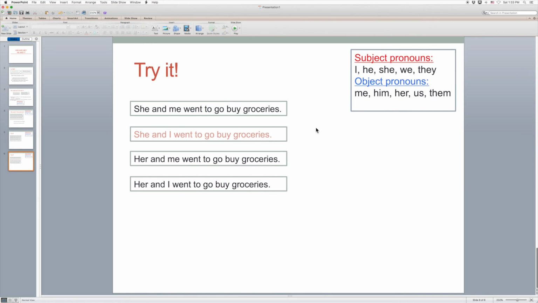And that's it. What you kind of have to memorize is this little box up here, subject pronouns and object pronouns. And once you have that and you know that the subject pronoun means you are actively doing the action and the object pronoun means the action is being done to you, you're all set.